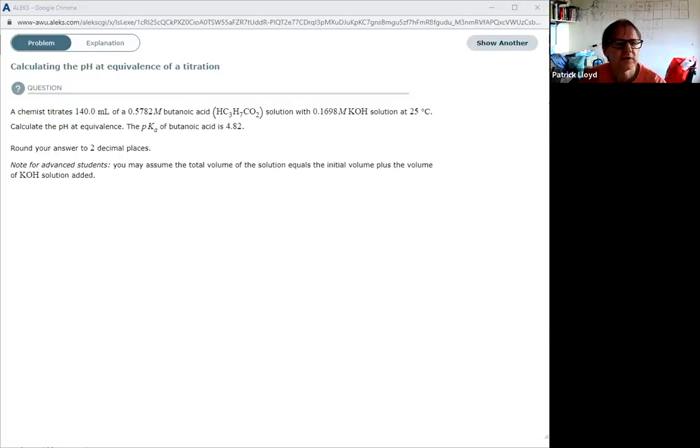So in this one, a chemist titrates 140.0 milliliters of a 0.5782 molar butanoic acid solution. Butanoic acid is a weak acid, with 0.1698 molar KOH, which is a strong base, at 25 degrees C. Calculate the pH at the equivalence point, and the pKa of butanoic acid is 4.82. Round your answer to 2 decimal places.